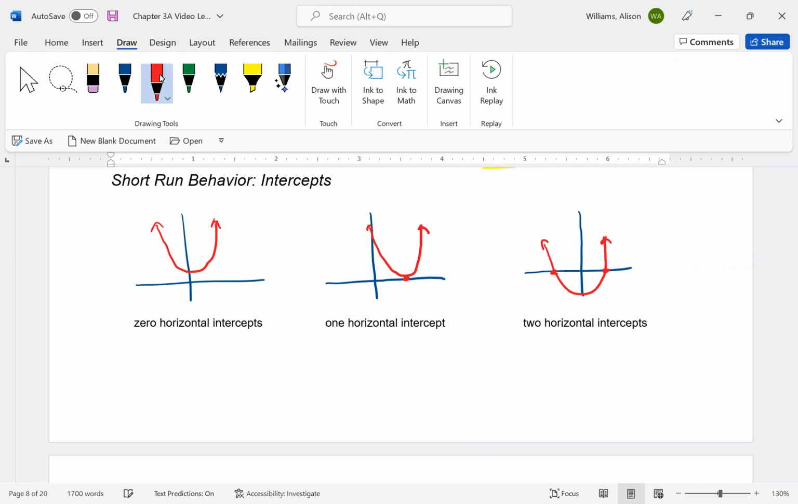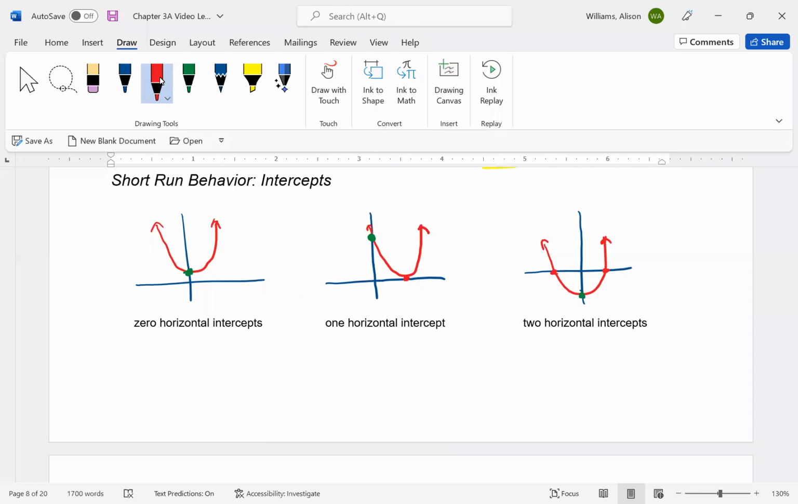I want you to notice, by the way, in each and every one of these, the parabola does have a vertical intercept, and it only has one. It's only ever going to have one vertical intercept. So the horizontal intercepts can vary, but the vertical intercept, there's one. It exists like that. So that will always happen.